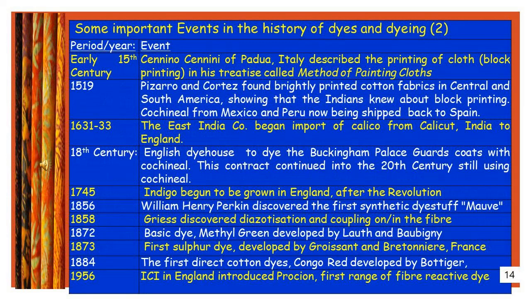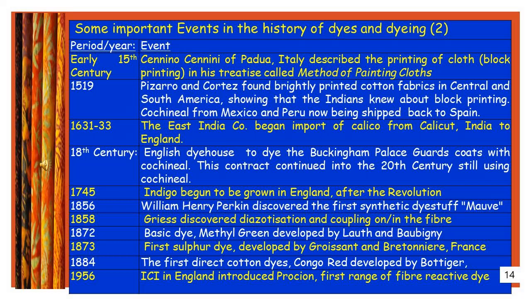Early 15th century, Cennino Cennini of Padua, Italy, described the printing of cloth, block printing, in his treatise called Methods of Painting Cloths. 1519, Pizarro and Cortez found brightly printed cotton fabric in Central and South America, showing that the Indians knew about block printing. Cochineal from Mexico and Peru now being shipped back to Spain.